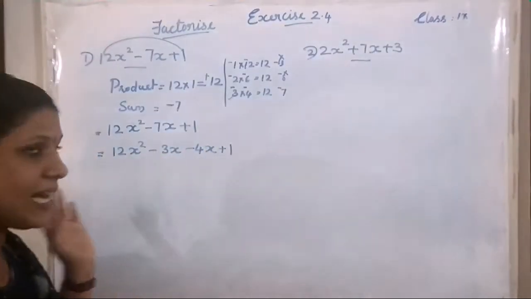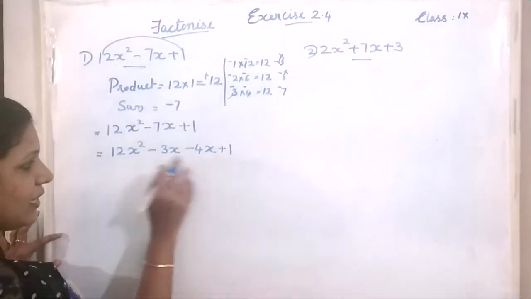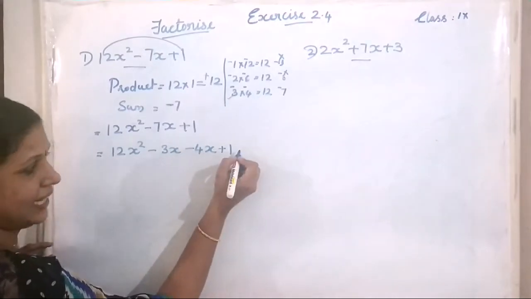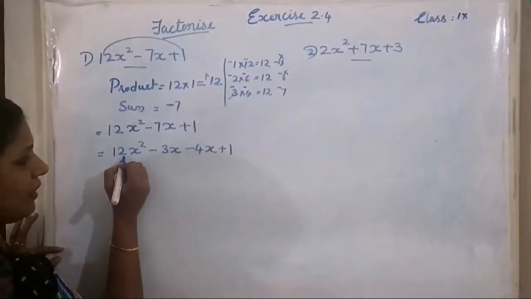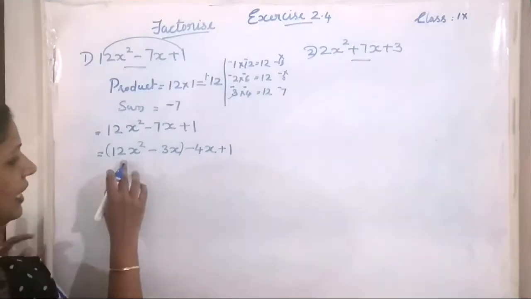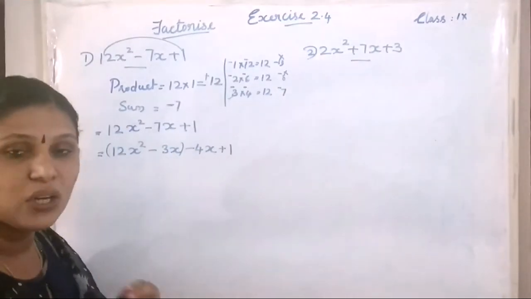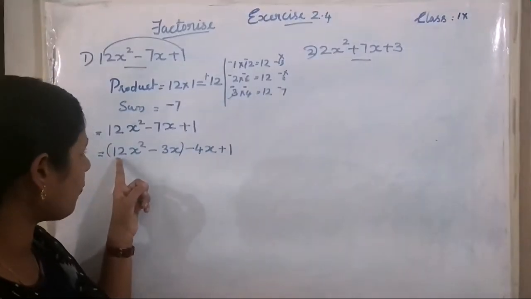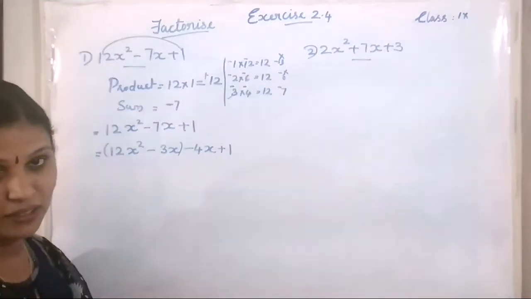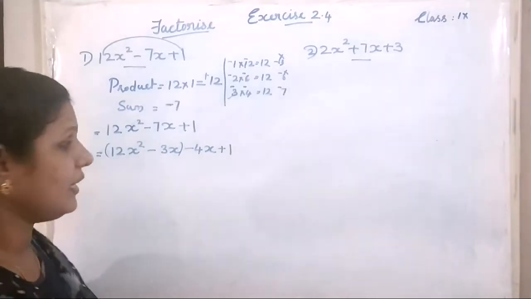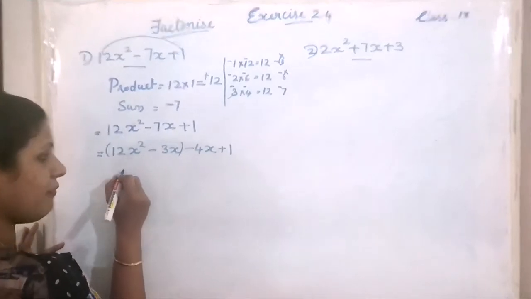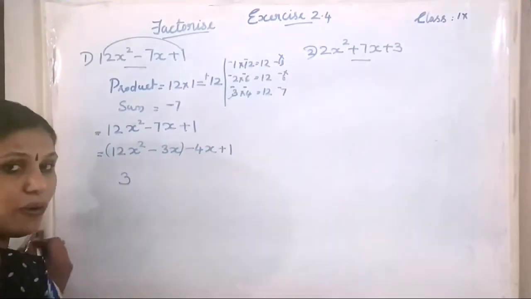Okay. The next step is we categorize into two parts. That is, this is the first category and this is the second category. In the first category, 12x square minus 3x, and this is the other category. In 12 and 3, which is the common number? Which is the common number from this 12 and 3? That number we put outside. We take it outside. Okay. That is, in 12 and 3, the common number is 3. So, the coefficient 3, we take it outside.